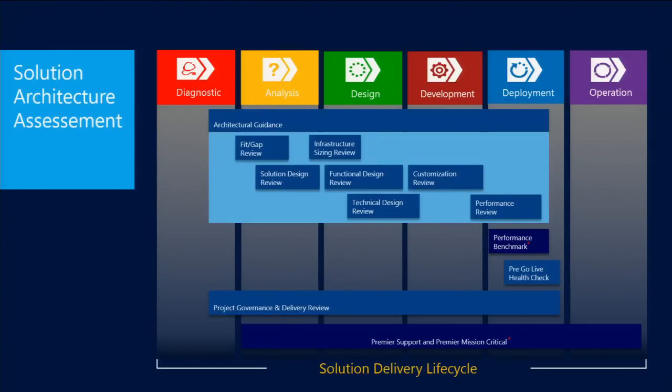Okay, so what we do, from an architecture perspective, is that we're in there at the beginning of the project all the way through to go live. And so we're doing things like the fit gap review, making sure that the gaps are identified appropriately and that we've got some semblance of what that solution needs to look like.